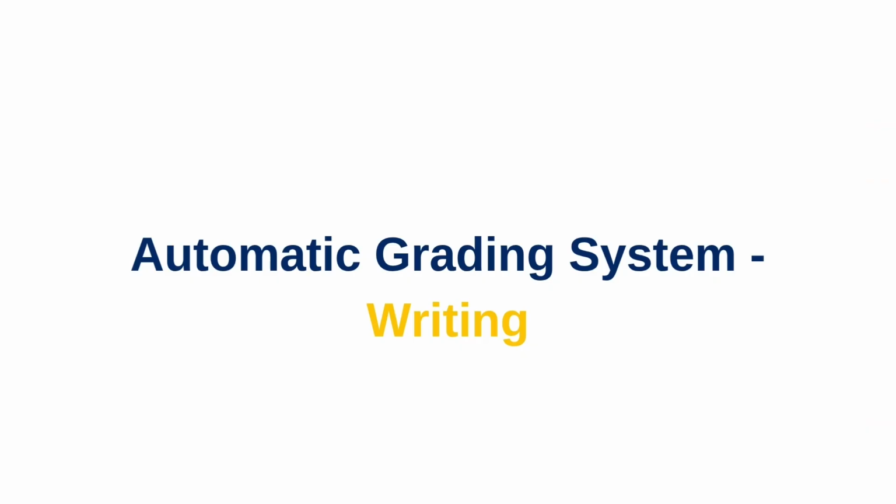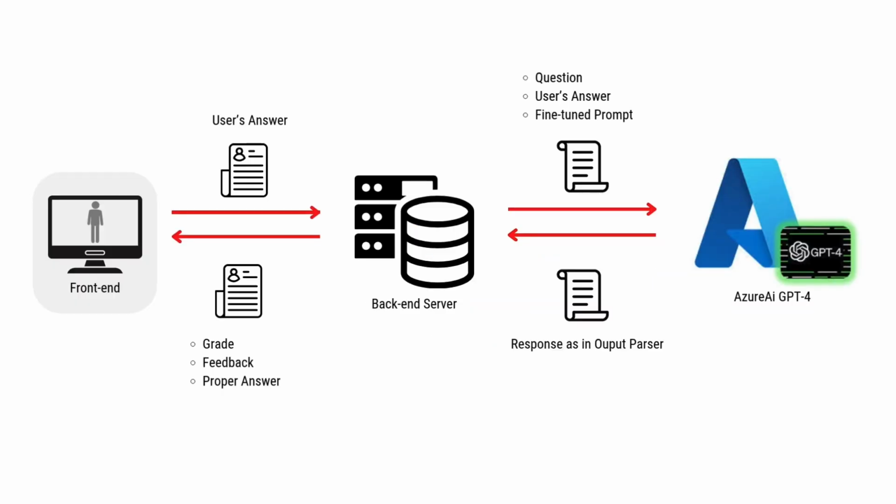Now the writing module. Here, we evaluate how well users can express ideas. There are 2 tasks. The first asks users to explain visual data like charts or maps. The second is an essay on a given topic. The total time is 60 minutes. This is where things get more advanced.